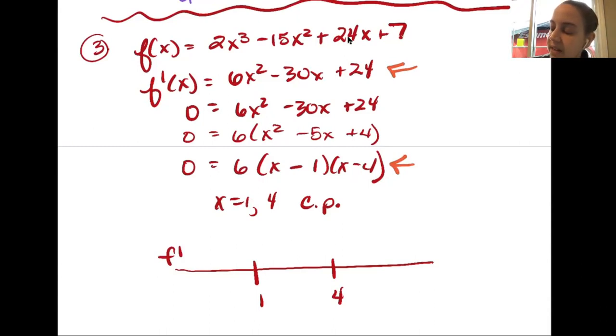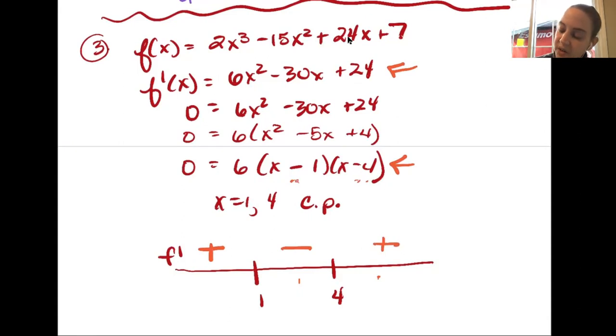So 0 minus 1 is negative, and 0 minus 4 is negative, and a negative times a negative makes positive. If I try the number 2, because that's between 1 and 4, 2 minus 1 would give me a positive, 2 minus 4 would give me a negative. So this is a negative. For bigger than 4, I need to try 5. A positive and a positive is a positive.